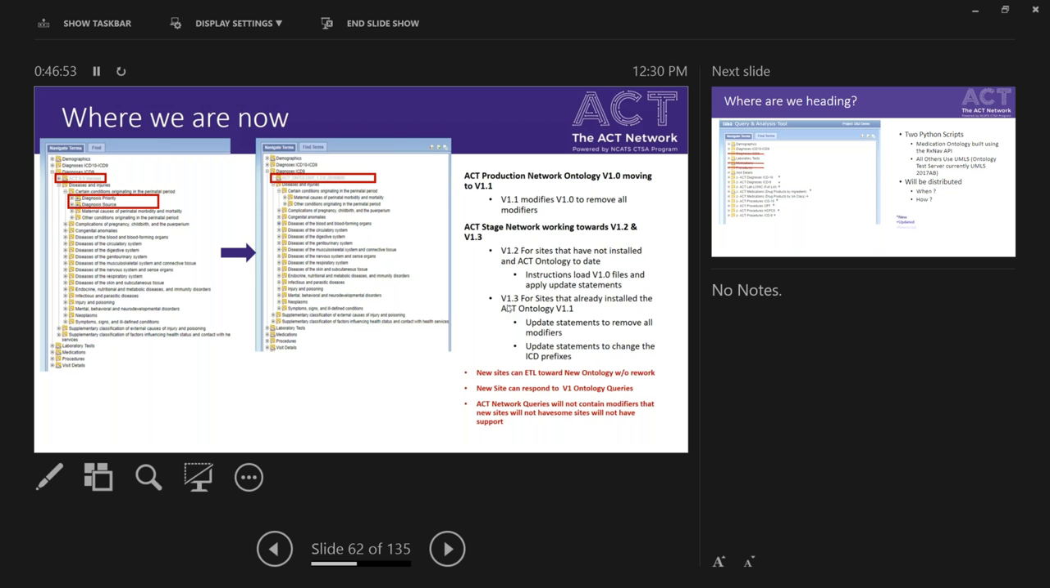The production sites are just going to run a little bit of update statements to remove the modifiers, because what we're trying to do is minimize the disruption from going from version one of the ontology to the new ontology. And the modifiers are different in the two ontologies. So we decided to disable the ones that are in the version one ontology so that the Wave 3 and Wave 4 sites that have been doing their ETL towards the new ontology won't have to do any work that's going to get thrown away. Yes, sir.